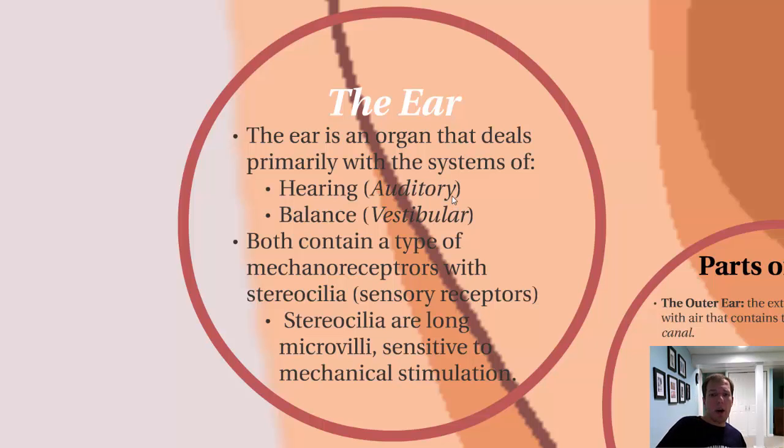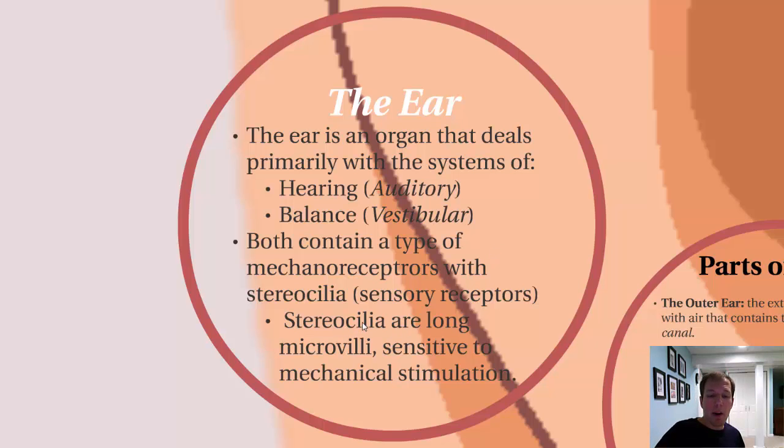If we start with what the ear is responsible for, the auditory system, which is responsible for hearing, and the vestibular system, which is going to provide you with your sense of balance. Now, both of those have mechanoreceptors. A mechanoreceptor is a type of nerve cell that is going to respond to a mechanical stimulus. So if it moves, it's going to be able to send a signal through the nerve to the brain.